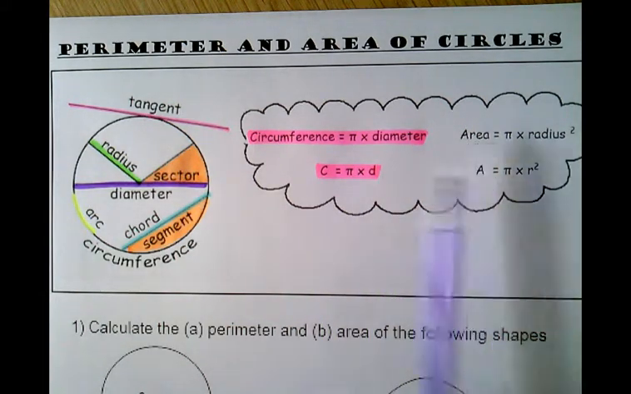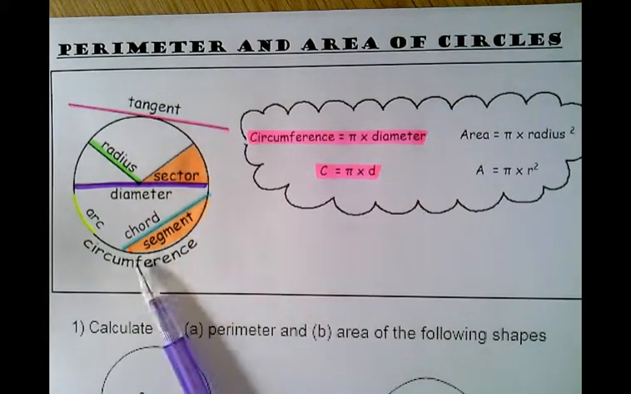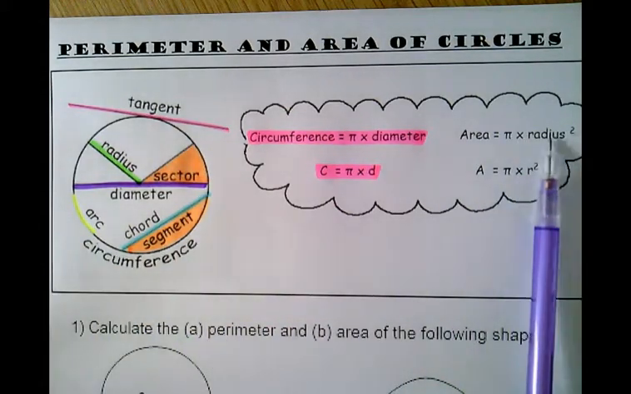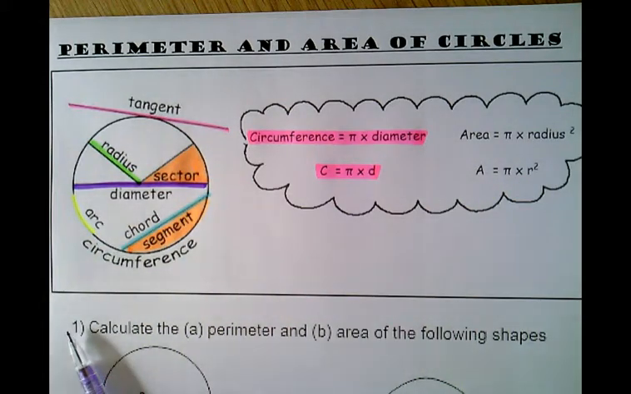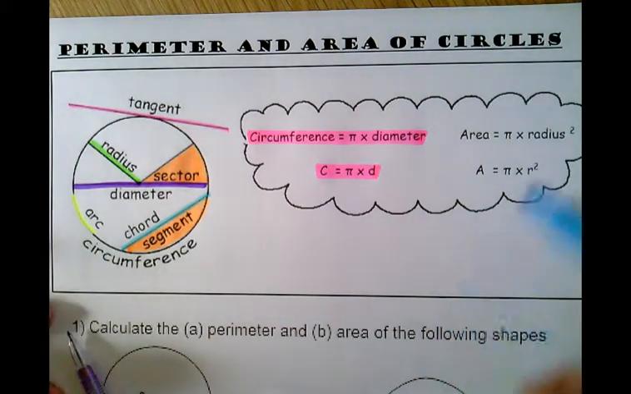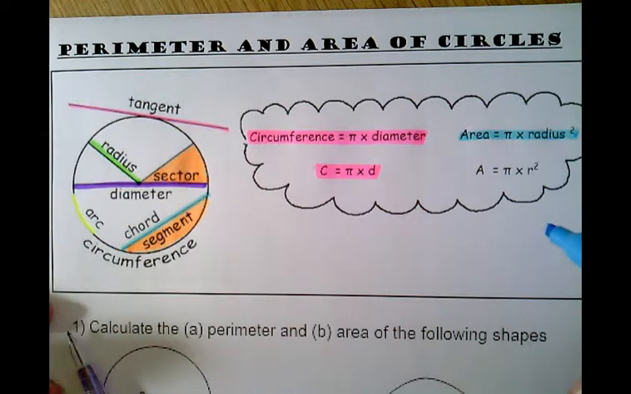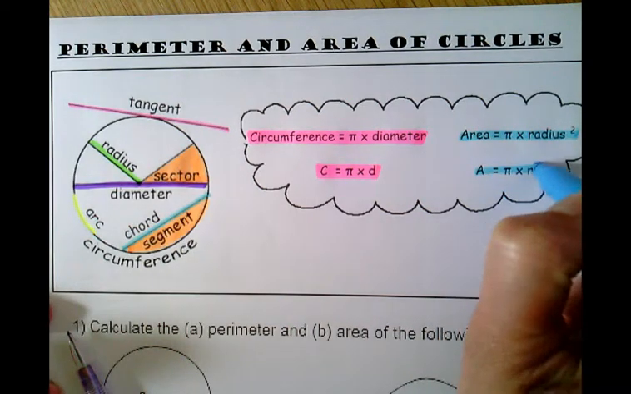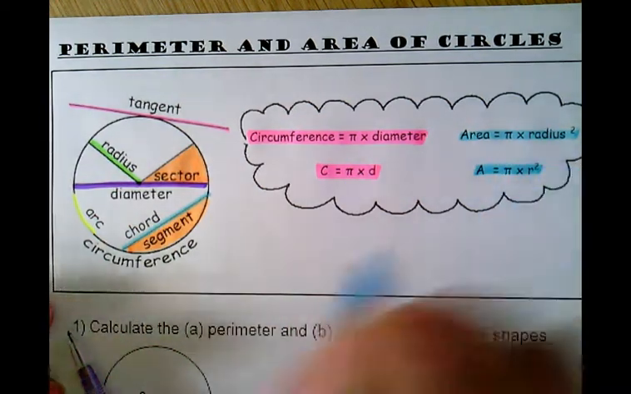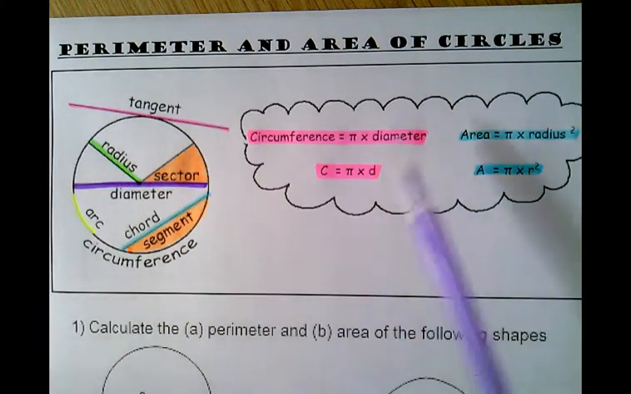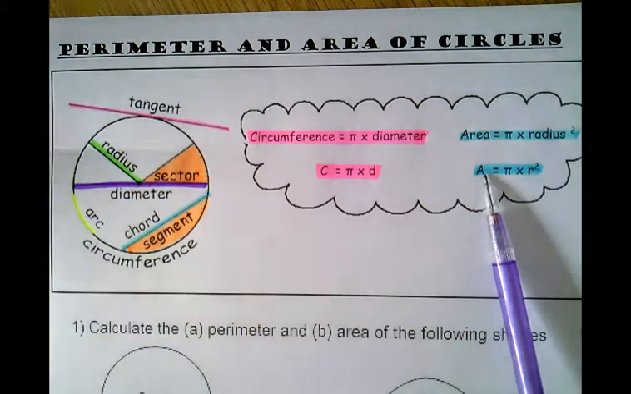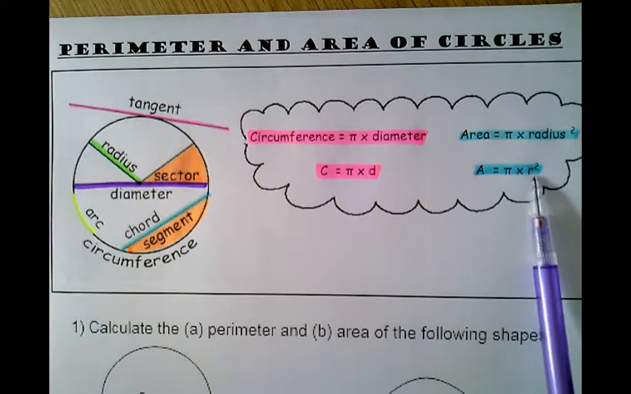Then the area, if you want the space inside the circle, you do pi times the radius squared. So not the diameter this time, it's the radius going from the middle out. So pi times the radius and then squared, because your areas are always squared. Or A equals pi times R squared would be the shorter version of it. Just the first letter of the area used and the first letter of radius used.